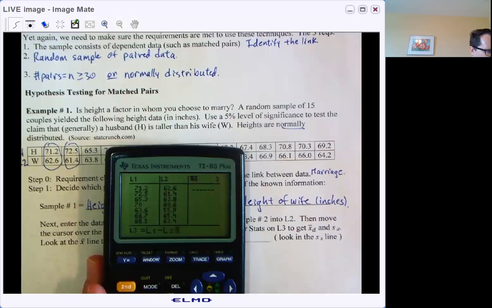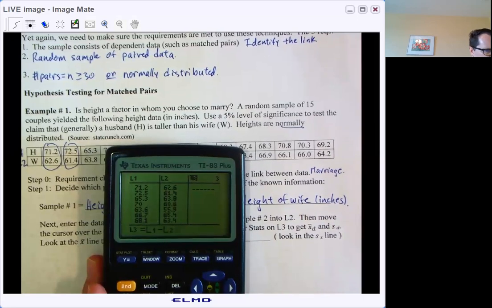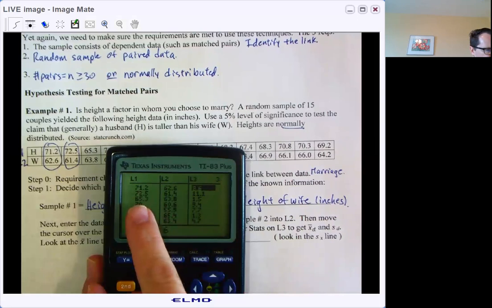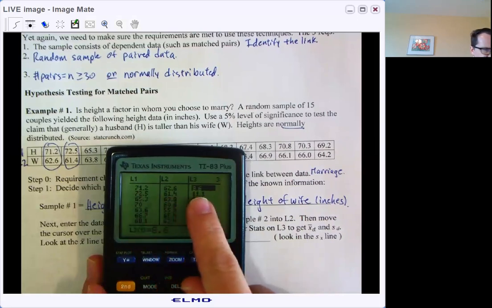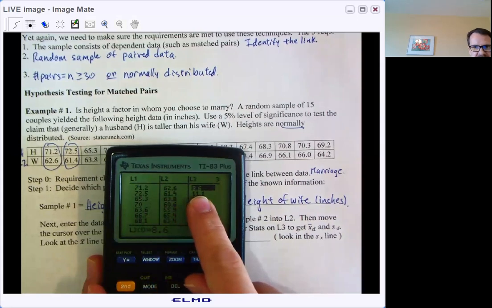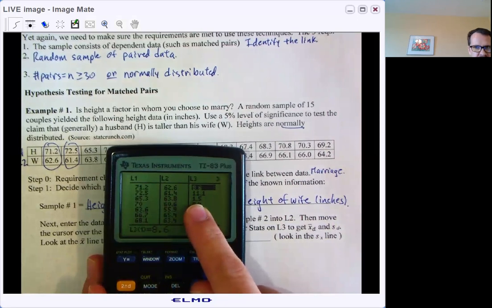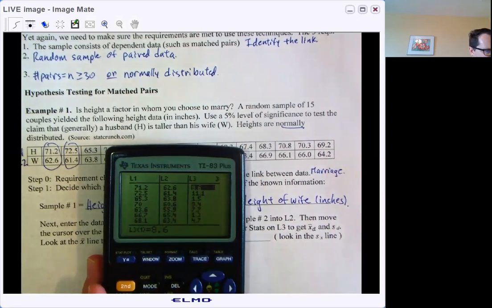The easiest way to do that is to come up to the L3 icon, make sure you're there, not just the first entry in L3, but the L3 icon, and type in list 1 minus list 2. So second 1 minus second 2. What that will do is run a formula that says, take 71.2 subtract 62.6, getting a difference of 8.6. So in this marriage, the husband is 8.6 inches taller than the wife. In the next marriage, the husband is almost a foot taller. In the third marriage, the husband is only 1.5 inches taller.